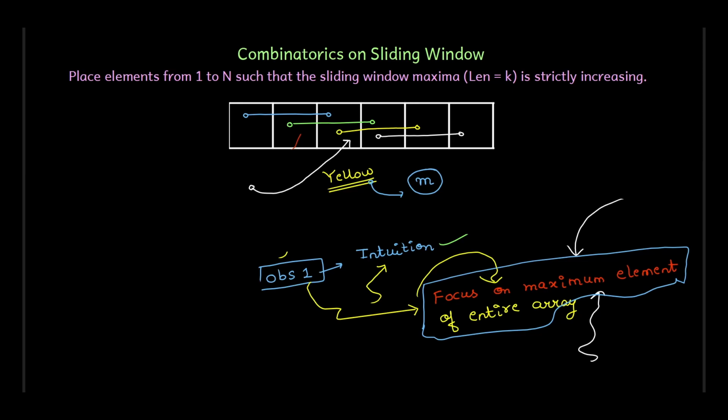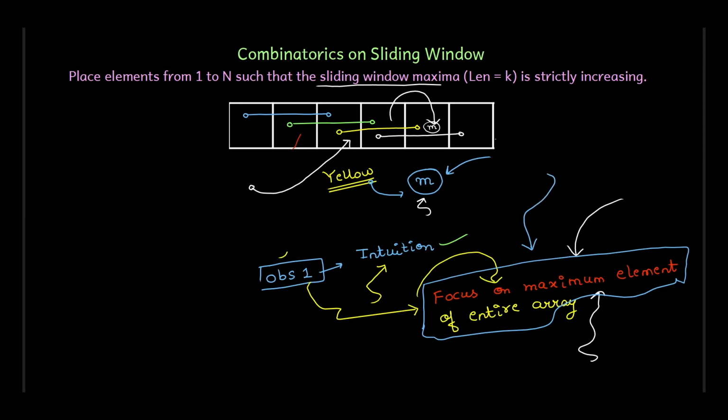But another quick thing that you can notice is that this sliding window maxima has to be strictly increasing. This means that once you move out of this yellow element, then you will start having problems. Why? Because you just lost a maxima. Or if you didn't lose the maxima, then maybe you gained another copy of a maxima over here. That could also be a possibility. But still, it is worth analyzing what happens to the maxima. And this is where the intuition for focusing on the maximum element came from.